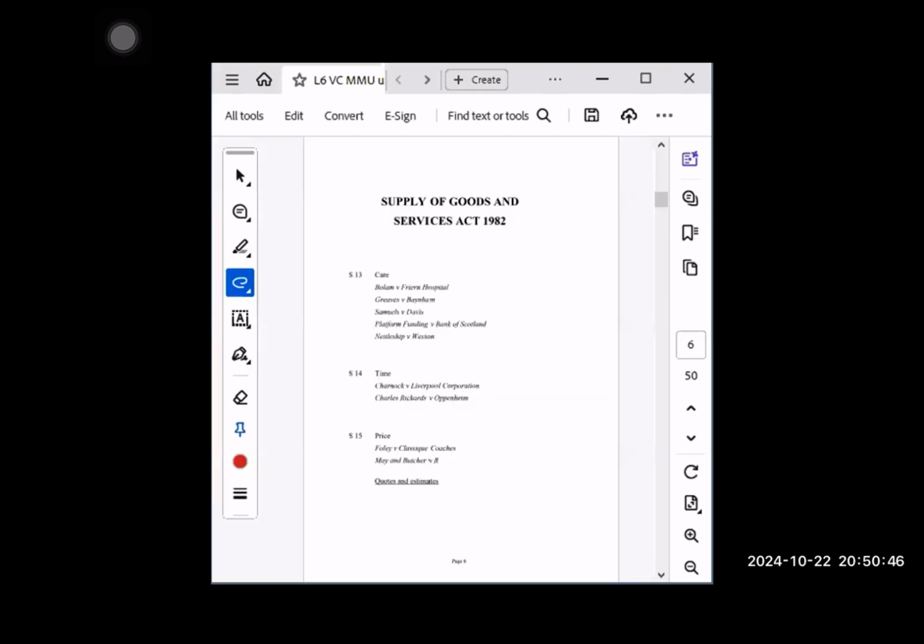Looking at time. Now, if time is not fixed for performance, then there is an implied term that the supplier must complete the work within a reasonable time. This is no more than a common law rule. The common law rule implies that work should start and complete within a reasonable time. Of course, this always depends on the facts of each case.